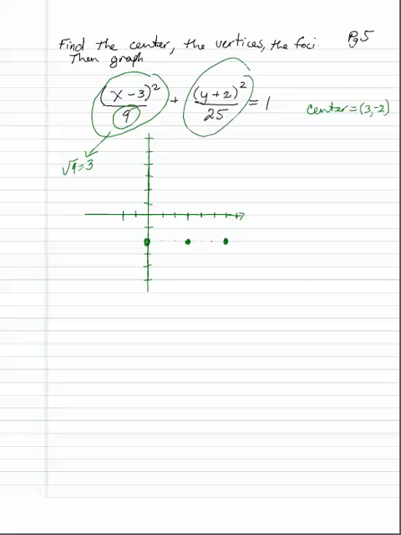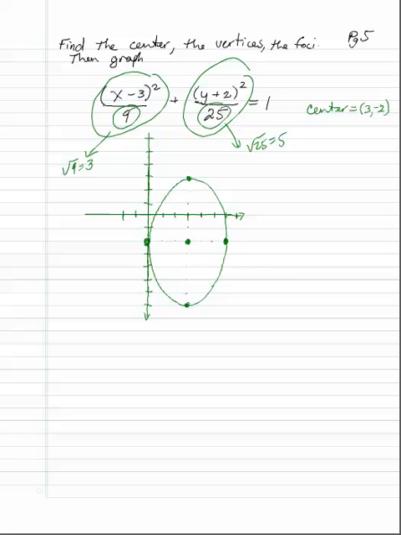Then I look under the y. Square root of 25 is 5. So in the y direction, I go up 5, down 5. 1, 2, 3, 4, 5. And then I make my oval. And I just do the best attempt at making an oval. So we're just doing a rough sketch. That's usually all I'll have you do on the test, is give me a sketch like that.